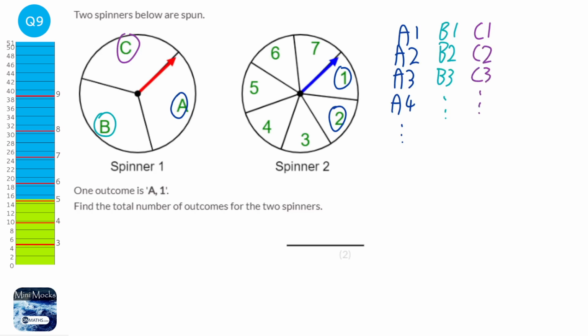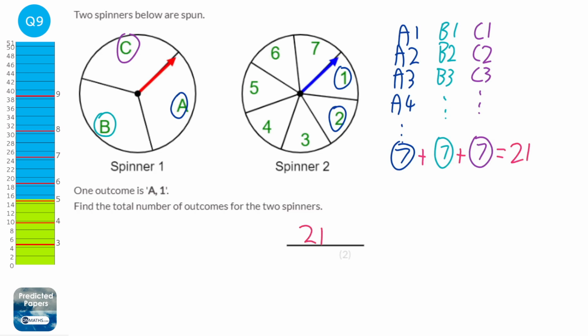So how many combinations are there with A? Well, there's going to be 7 because there's 7 numbers. How many with B? Well, there's also going to be 7. And how many with C? Well, there's also going to be 7. So in total, there's going to be 7 plus 7 plus 7, which is 21.